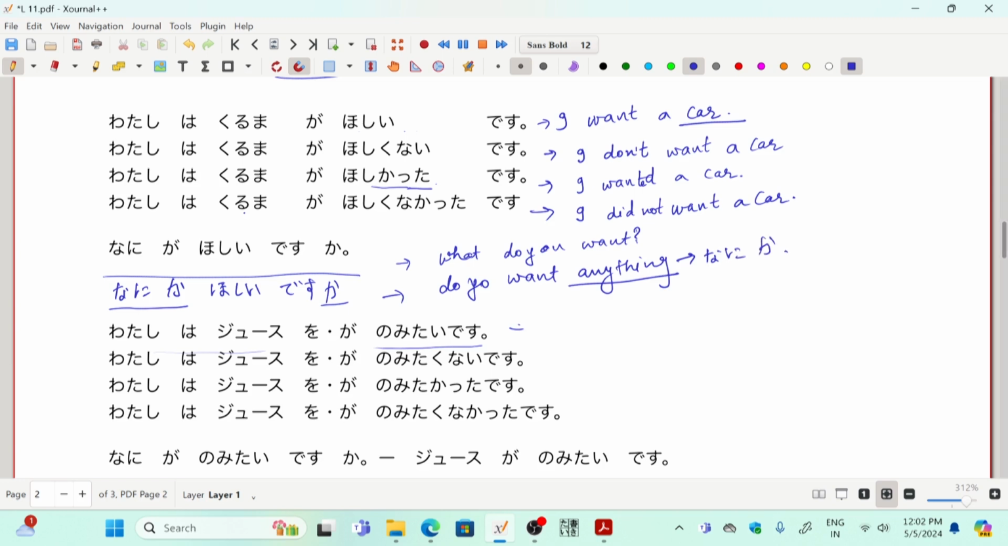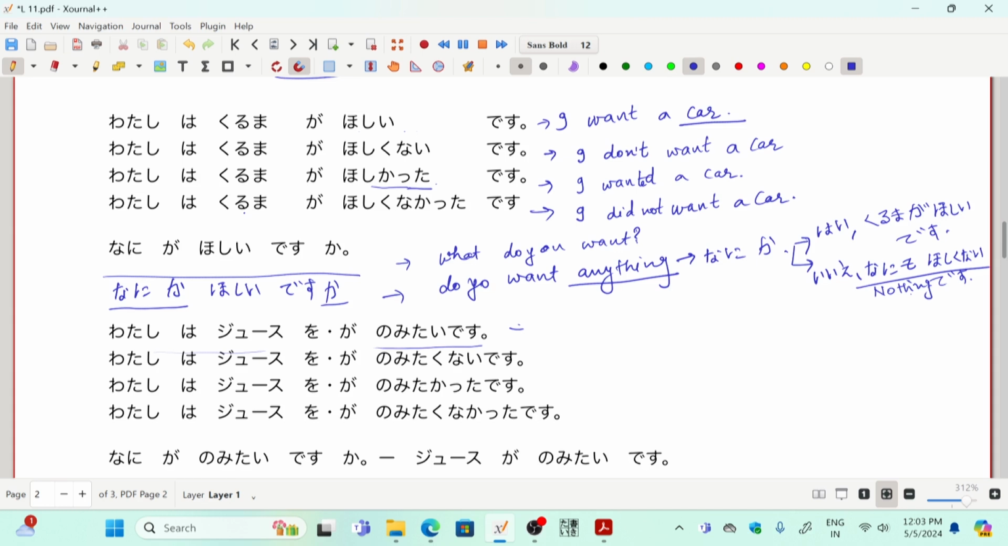And then the person can reply hai. There could be two answers, either hai and you can say kuruma ga hoshii desu. Or either you can say iie, no, nani mo hoshiku nai desu. Nothing. Nani mo hoshiku nai desu. So nani mo is nothing. I don't want anything. So this is how we use sentence pattern hoshii.